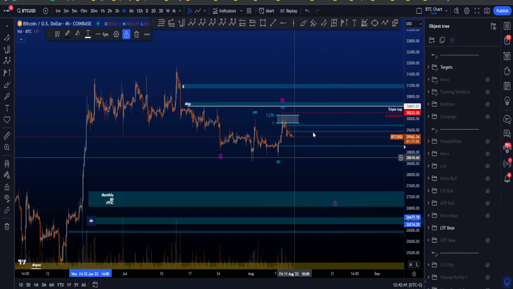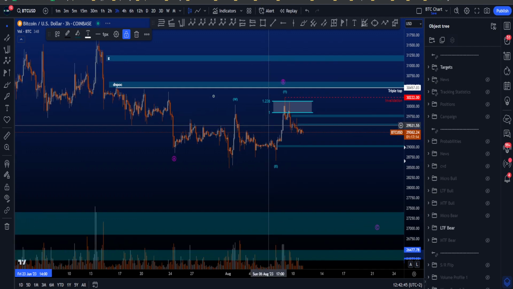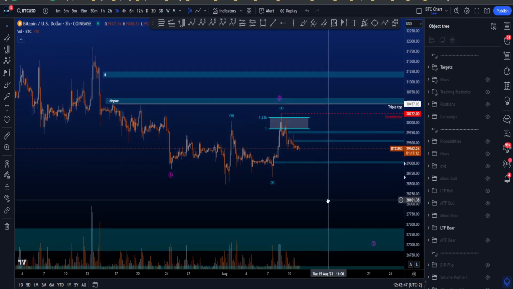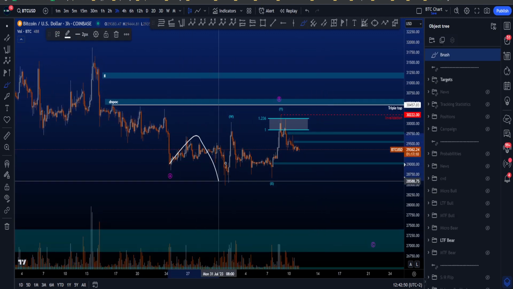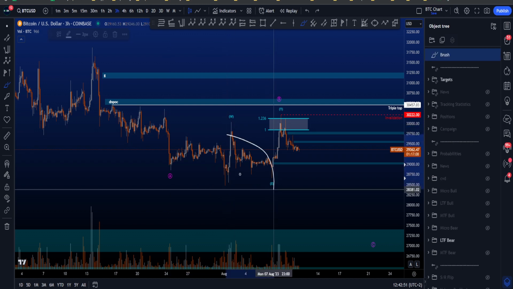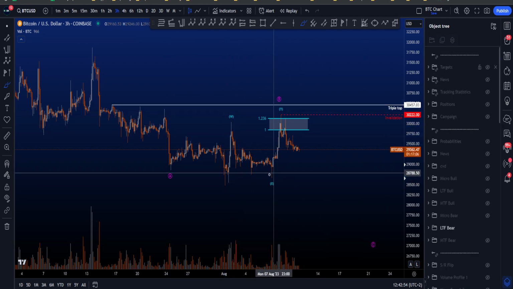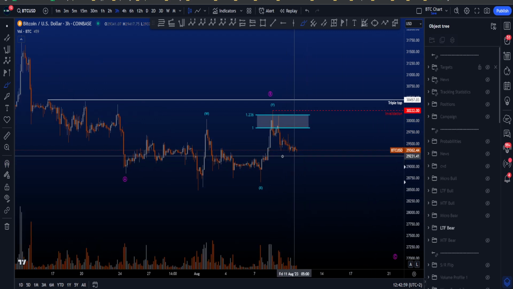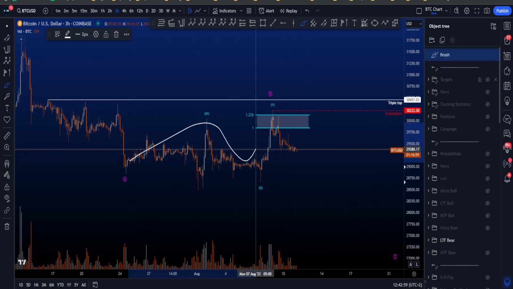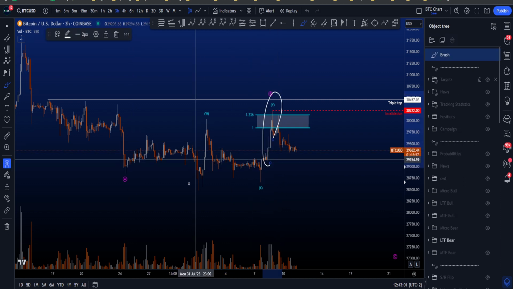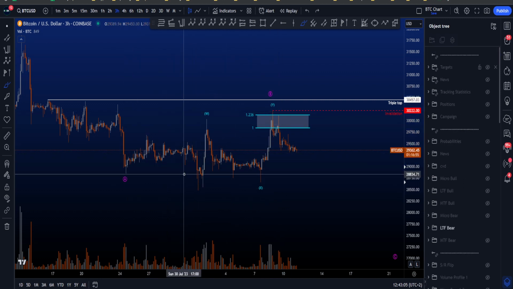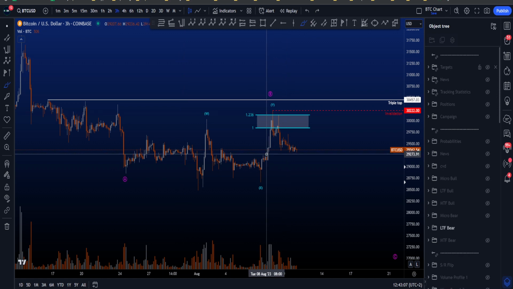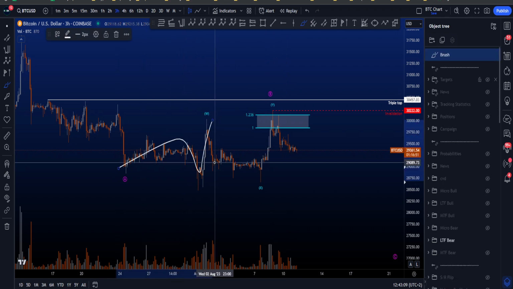If we then zoom in to that wave B structure, we've been looking for a WXY sideways combo structure where wave W is an expanding flat in a three-wave structure like this, wave X can be any corrective structure, and wave Y is a zigzag to the upside, which is exactly what you want to see, because in a double combo, a WXY sideways structure, wave Y and wave W cannot have the same structure, meaning wave Y could not be an expanding flat because W already is.